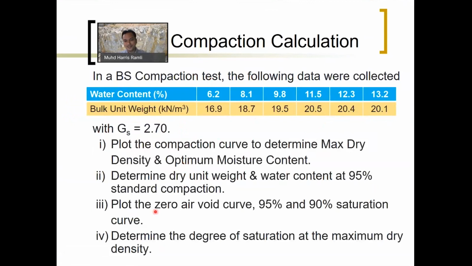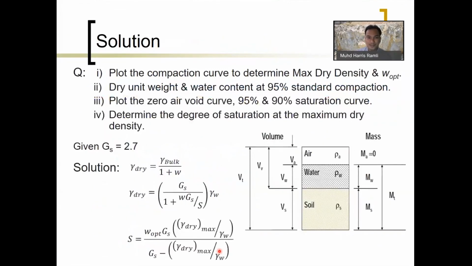Okay, you can try plotting the zero air void curve. This is 100% saturation, 95% saturation, or 90% saturation. And you can also determine the degree of saturation at maximum dry density. So these are the solutions. You can plot, as I mentioned before. You can calculate the dry unit weight. Once you obtain the maximum dry density or maximum dry unit weight and optimum water content, then you can plot the zero air void line. Zero air void means saturation is 100%. This one means 95%, and this is saturation at 90%.